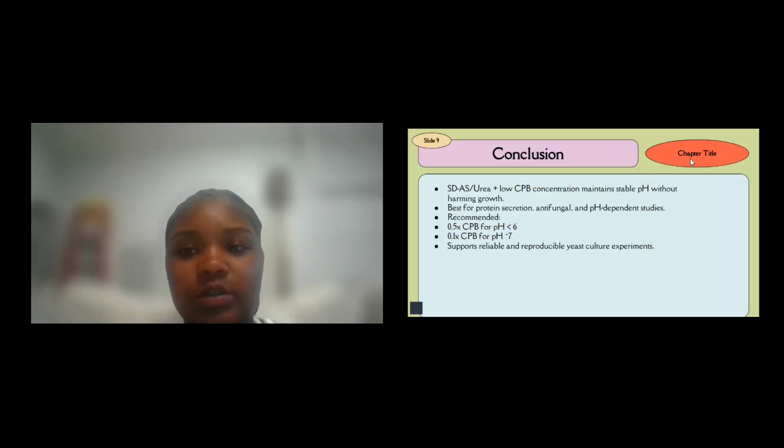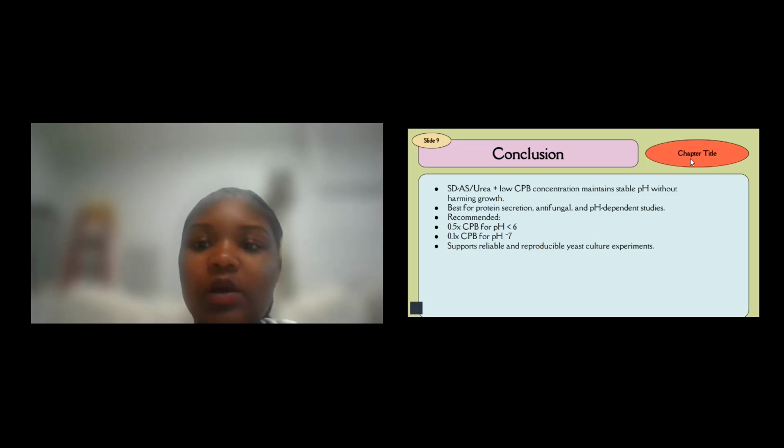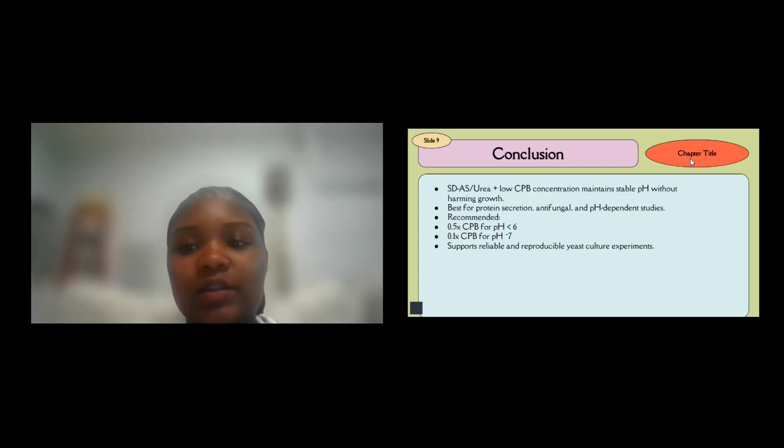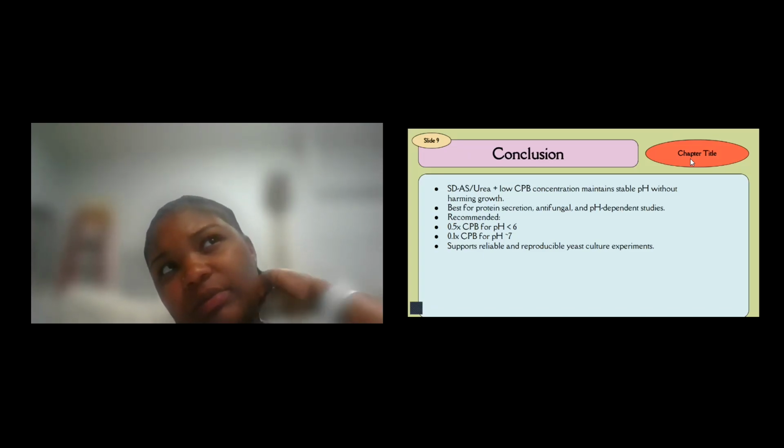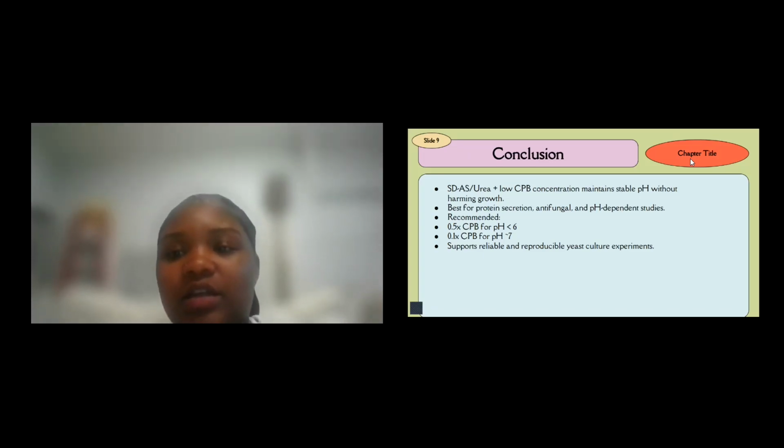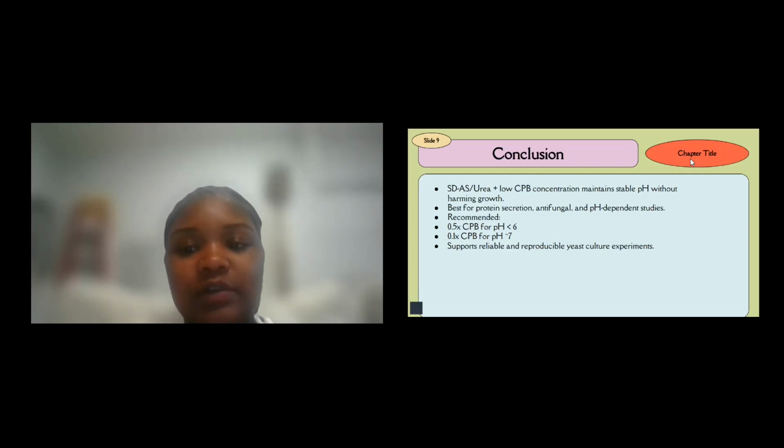To sum up the conclusion, they developed a simple but reliable buffer media system that maintains a stable pH without harming yeast growth. For experiments at a low pH like pH 4, 5, and 6, they recommended using 0.5x CPB. And for experiments that are around neutral, which is pH 7, 1x CPB works best.